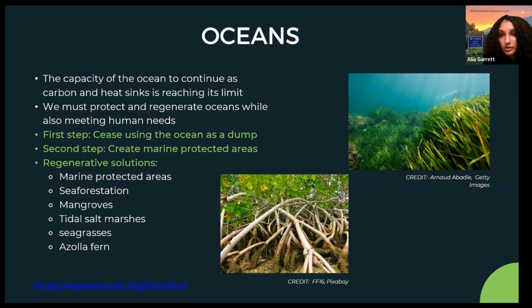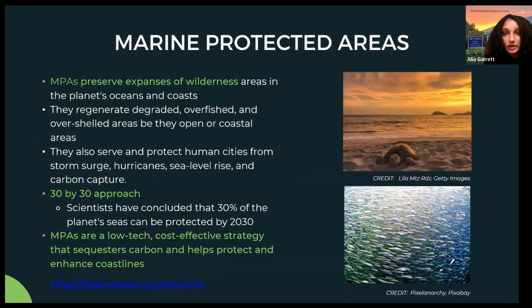The regenerative solutions mentioned in Drawdown are marine protected areas, seaforestation, mangroves, tidal salt marshes, seagrasses, and azolla fern. We are going to be talking about marine protected areas and seaforestation. Those are the 2 solutions we are going to be talking about in this presentation. If you want to learn more about the others, the website is linked on every single slide, so you can find more about those.